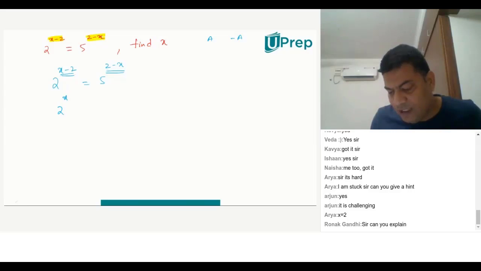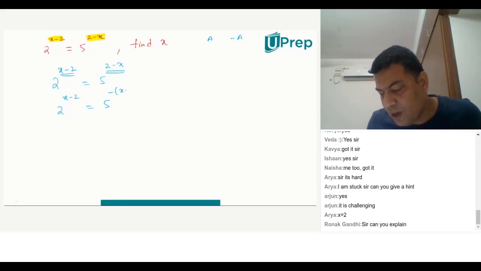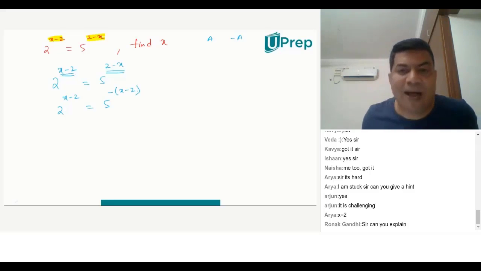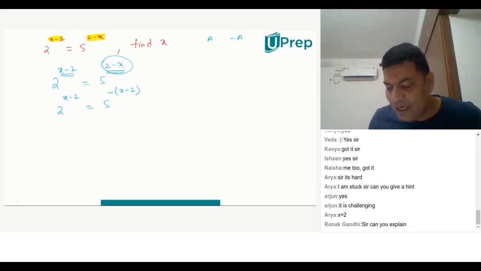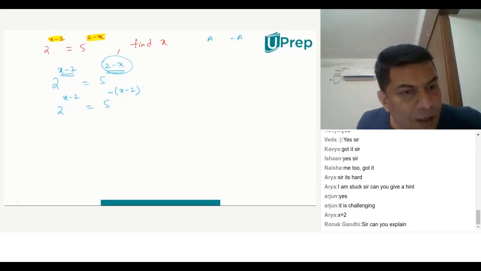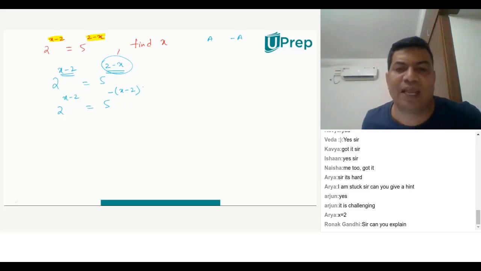2 to the power of x minus 2. And now I see 5 power 2 minus x as 5 power minus of x minus 2. Just observe that. I am writing 2 minus x as minus of x minus 2, because minus of x is minus x, minus into minus is plus. So this is the same thing I'm writing in a different way. Is everyone okay with that until now? So that I can go to the next step?